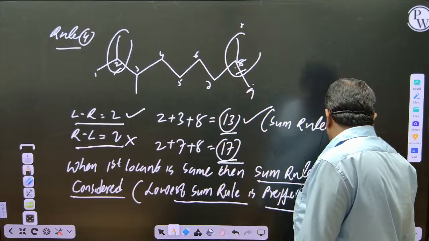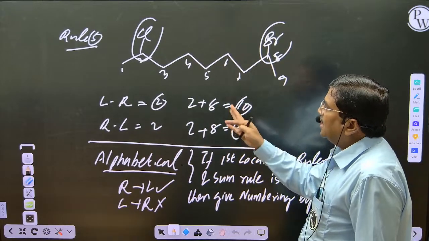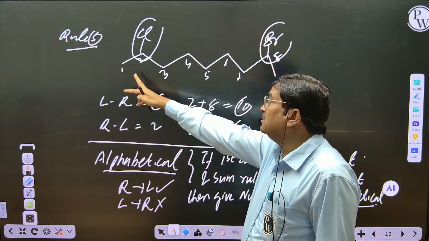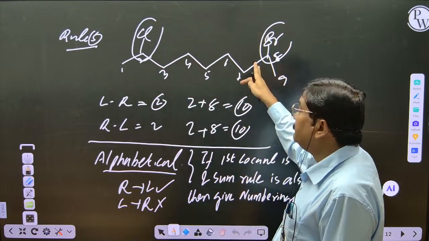Clear? Right. After that, next rule. Suppose the first locant is coming same. See, when I am going from left to right 2 and right to left also 2.